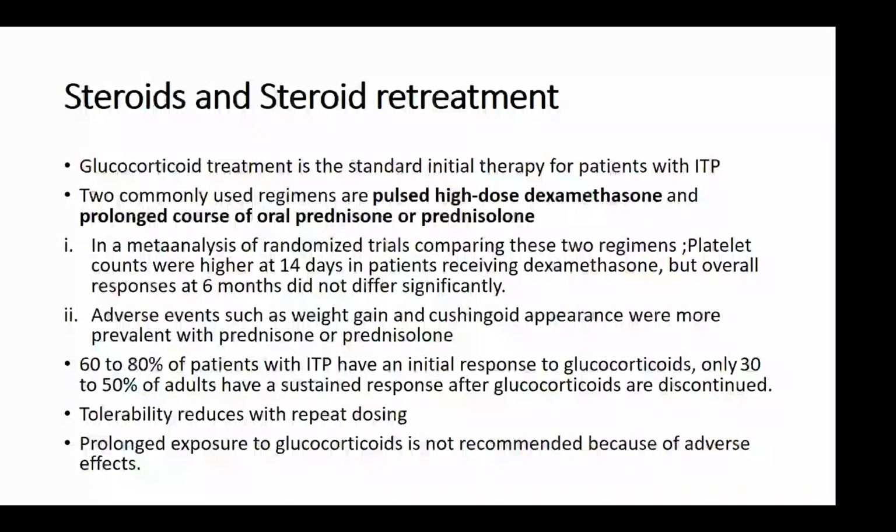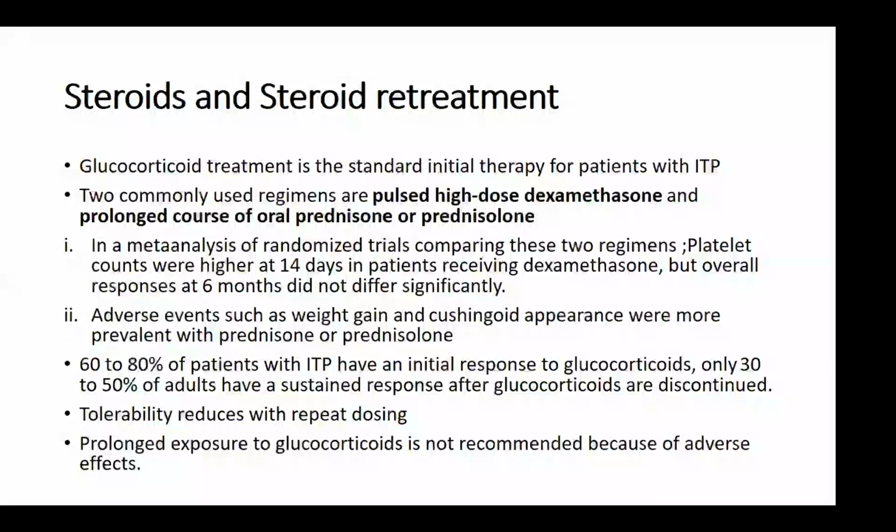To compare between the 2 regimens, we have a meta-analysis that suggests that platelet count is higher at 14 days in patients receiving high-dose dexamethasone, but in general, overall response at 6 months did not differ significantly, while adverse events like weight gain and Cushingoid features were more prevalent with prednisolone or prednisone.